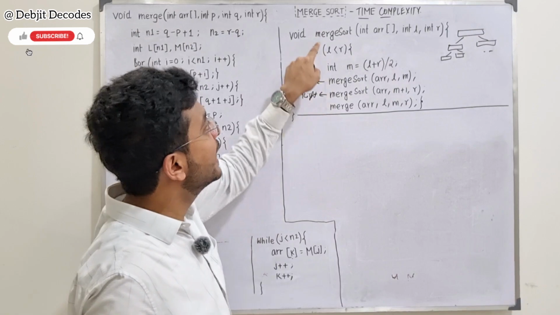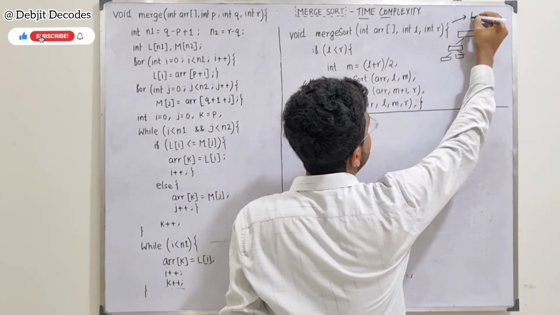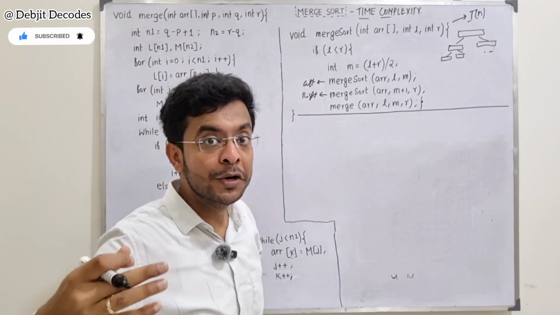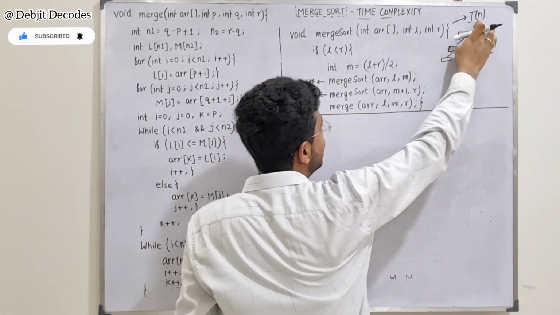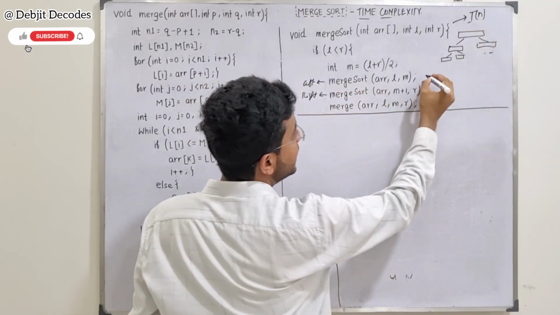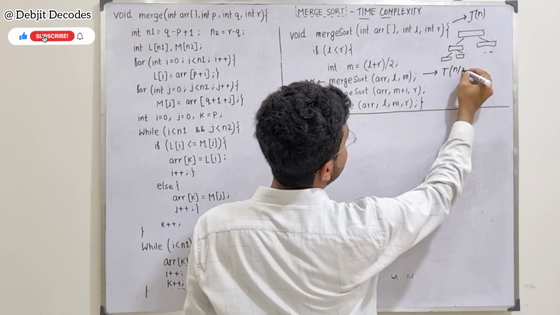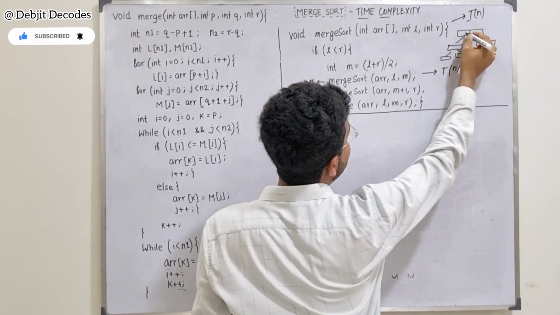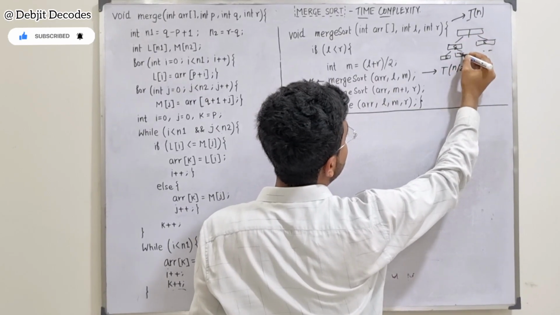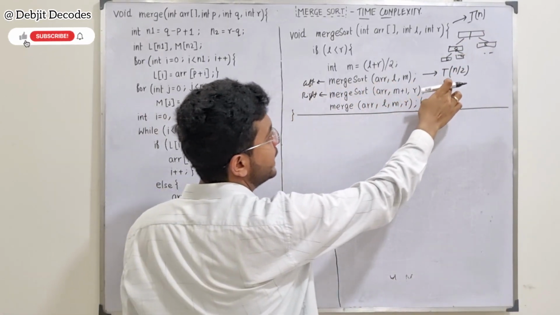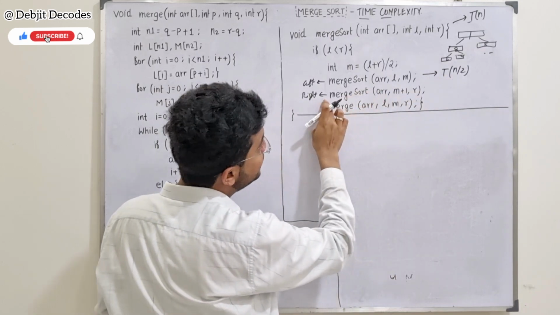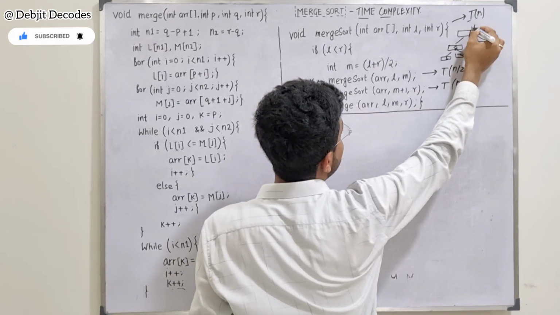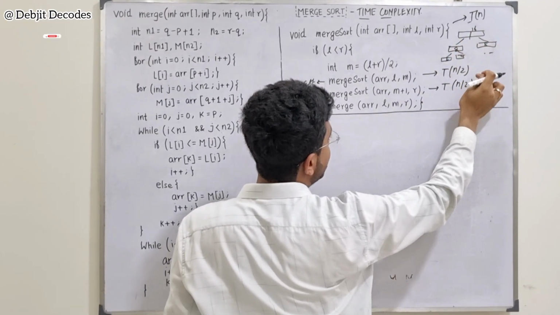Correct? So if this was T of n, for which we are trying to generate the time complexity, the time for n elements in the array, then this merge sort function was taking T of n by 2 for each half, because we are dividing exactly at the mid position. So if there were a total of 16 elements, it would be divided into 8 and 8, then 4 and 4. The left part would be taking T of n by 2, and the right part would again be taking T of n by 2. If it was 16, then left was 8, right was 8. So T of n by 2, T of n by 2.